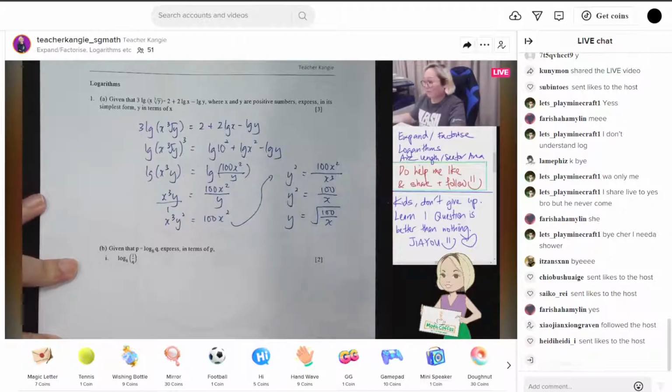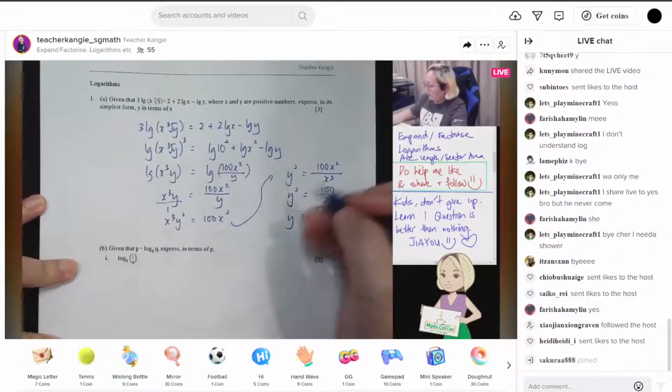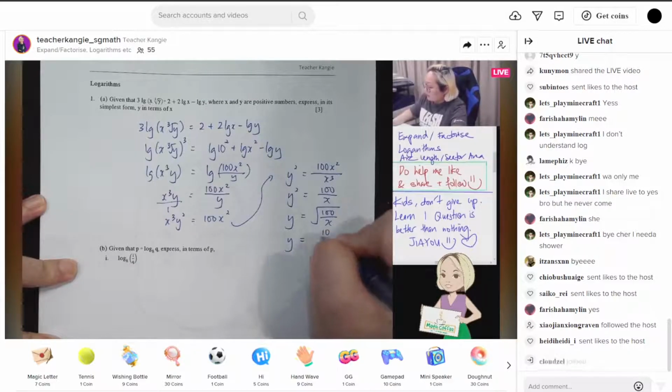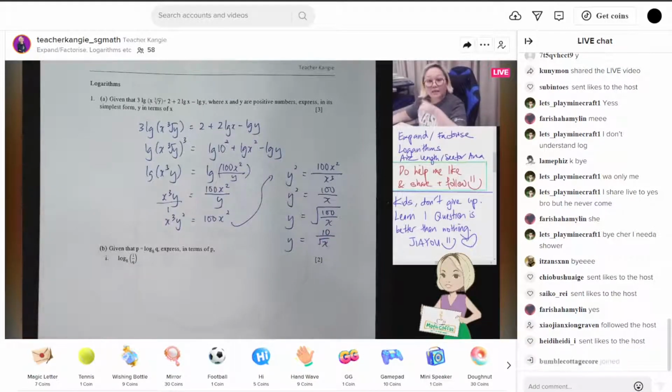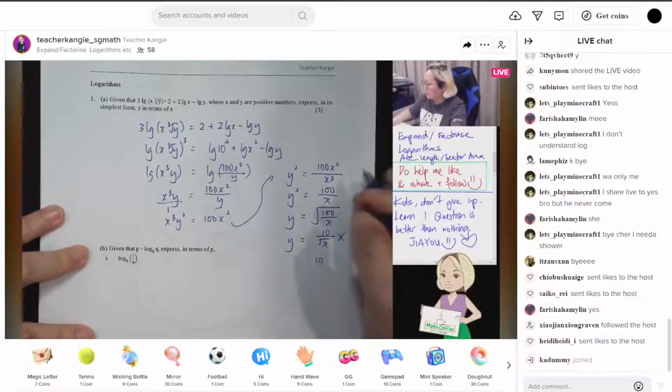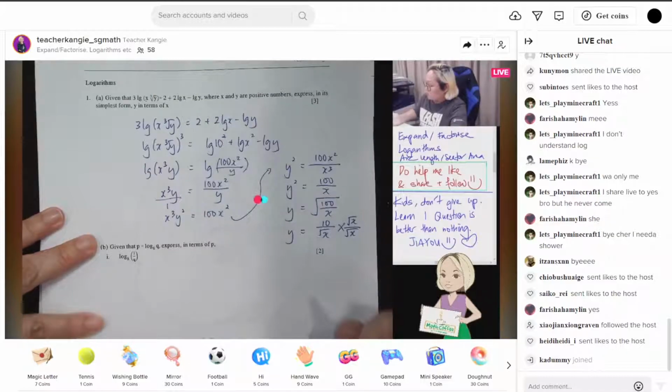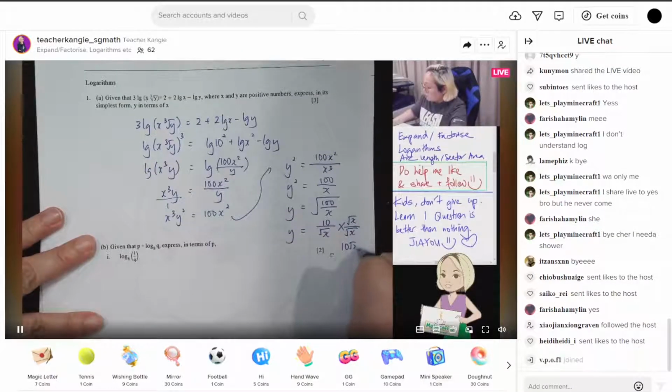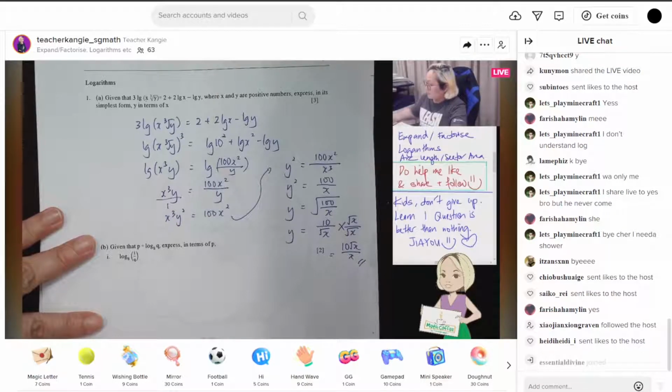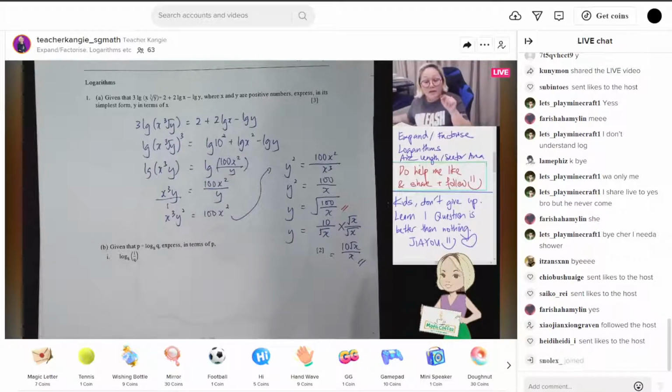We can still further simplify, because 100 can be square rooted. So it becomes y equals 10 over square root x. And for this one, because the denominator is just square root x, it's easy to rationalize in this case. So I'm going to rationalize it. Times square root x over square root x, so it's 10 square root x over x. Done. Even if you want to leave your answer in this form, it's also fine. Main thing is left hand side must be 1 y and right hand side should not have y.